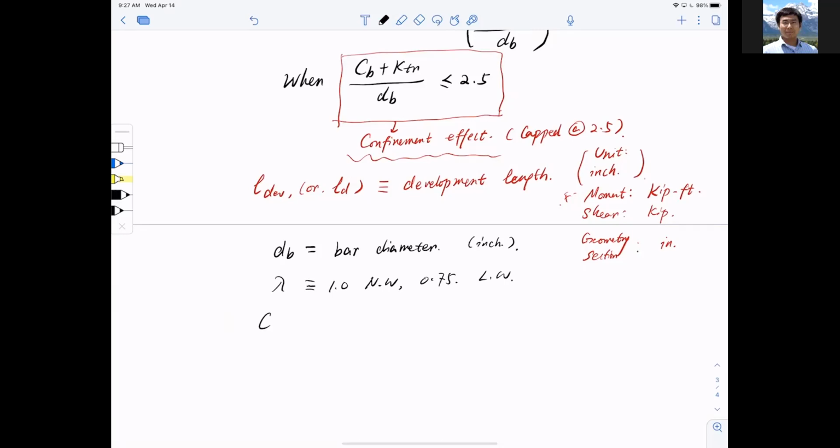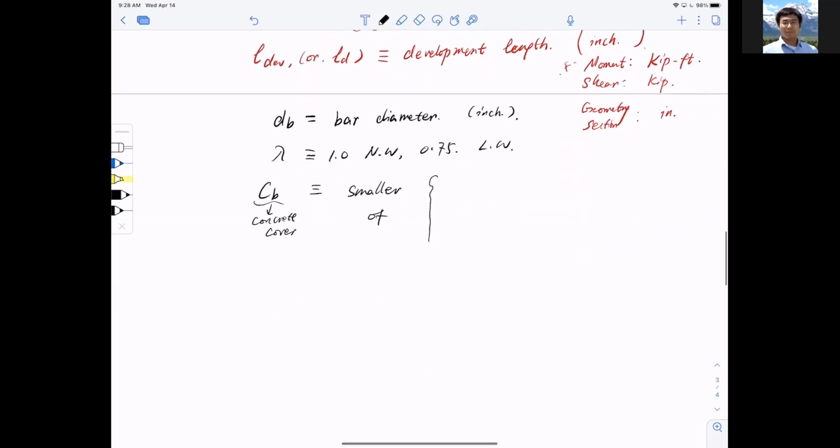And cb is the concrete cover. By definition, the concrete cover is the smaller of the following numbers. So c1, what is c1? c1 is the corner concrete cover. It is the smaller of cx, which is the concrete cover in the x direction, and cy, the concrete cover in the y direction. So how do I define cx and cy?